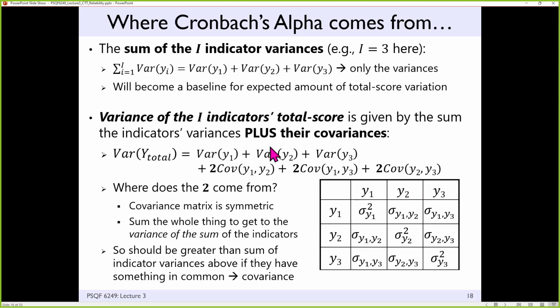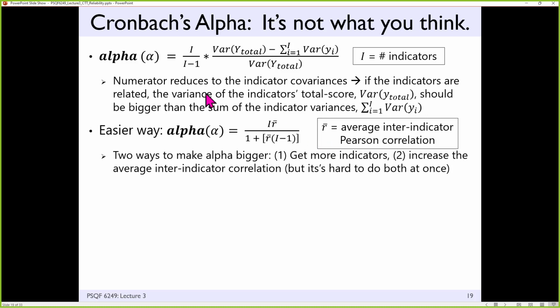So alpha is going to be based on the difference between these 2 quantities as an index of the relationship. We have the variance of y total that includes the variances and covariances, and we subtract from it just the variance part. So basically the numerator boils down to covariance. How much relationship do these items have relative to their total variability?